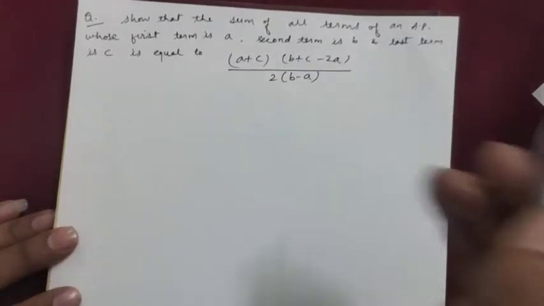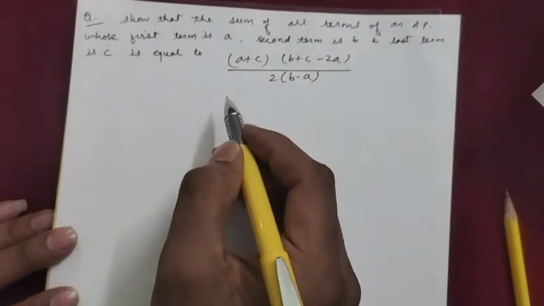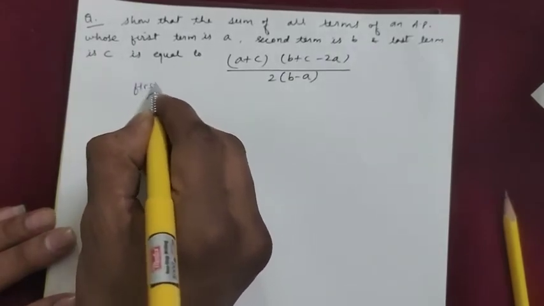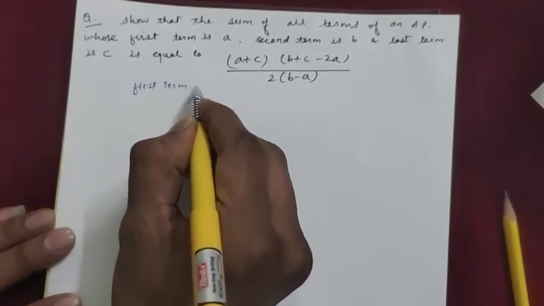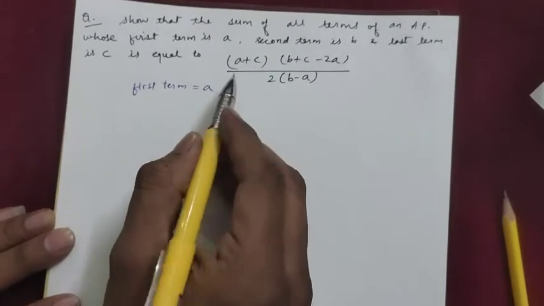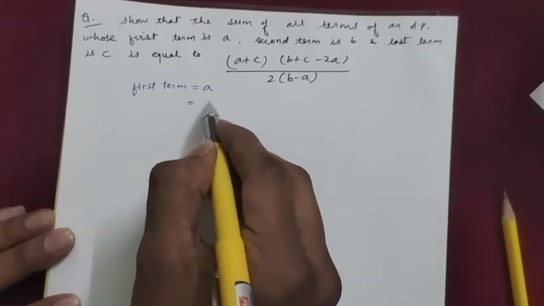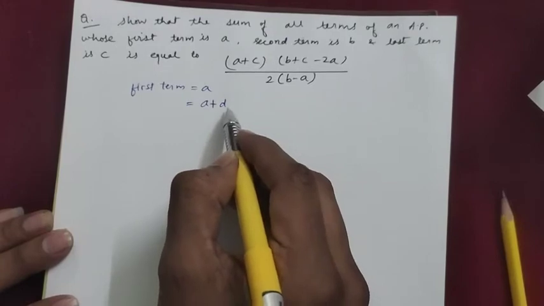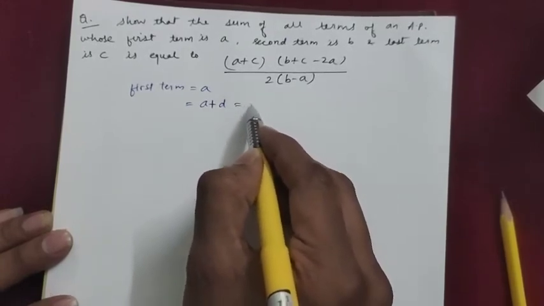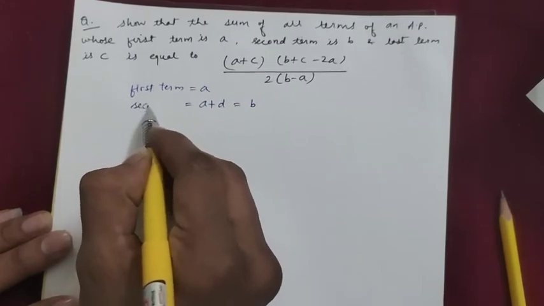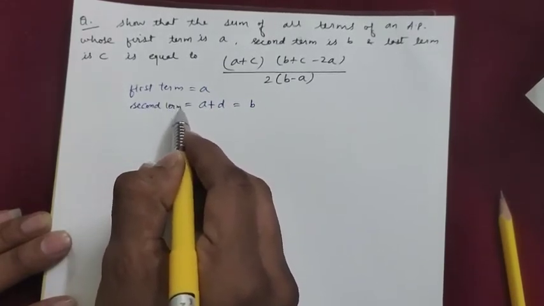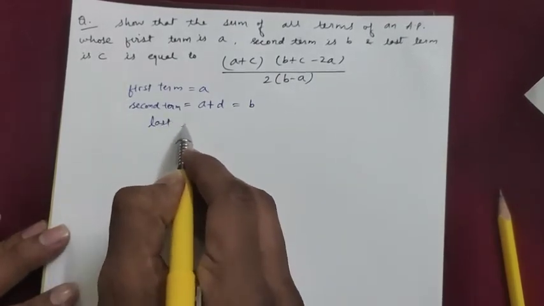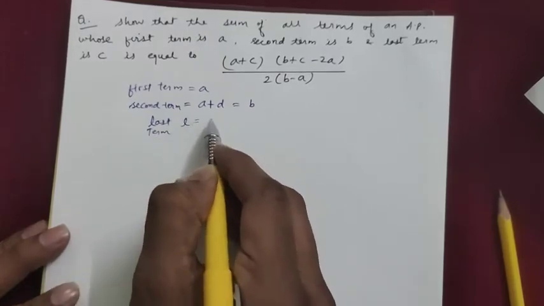So in order to solve this question, first of all, list out all the things which are given in the question already. The first term is A, second term is B, and since we know that the second term is nothing but A plus D, D is the common difference of the AP. So A plus D is given, and that is B, the second term. Second term A plus D is equal to B, and the last term L is C.